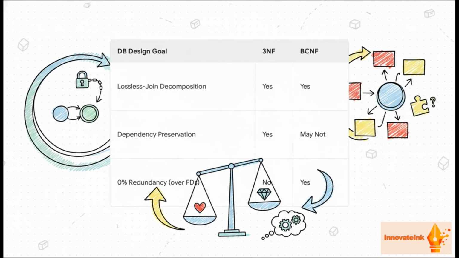And this brings us to a really important trade-off in database design. Here's the deal. You can always break a table down to 3NF and be 100% guaranteed that your data is lossless and that all your rules are preserved. BCNF, on the other hand, gives you the absolute purest result, zero redundancy. But there's a small catch. Sometimes to achieve that perfection, BCNF might not be able to preserve every single original dependency. So designers often have to make a choice: the practical safety of 3NF or the theoretical perfection of BCNF.